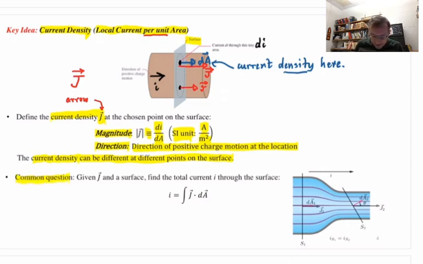Suppose we are given the current density at all the points on a surface, like up above, and we are asked to find the total current I through the surface. So we're given J, and we're asked to find I. We've got these two quantities, current I and current density J. They're related. If we give you one, you can get the other.